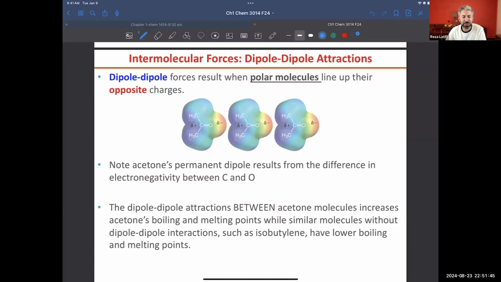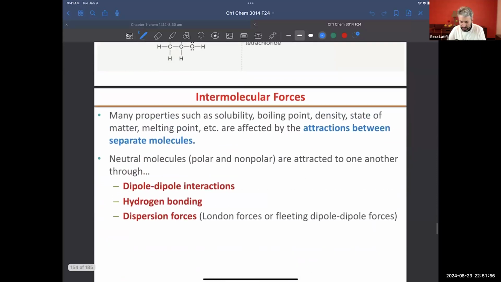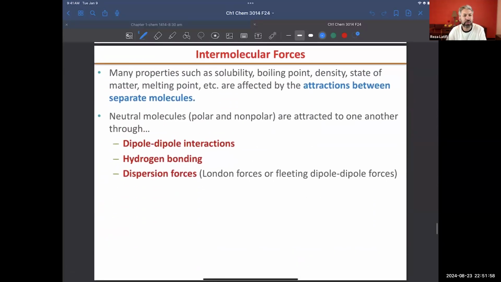In this lecture, we're going to go through intermolecular forces. We start with dipole-dipole interaction, then hydrogen bonding, and the last one will be the dispersion force. Technically, we are dealing with van der Waals forces, and we can classify them as dipole-dipole interaction, hydrogen bonding, and dispersion force, or sometimes we say London forces. I'm going to start with the first one, which is dipole-dipole interaction.